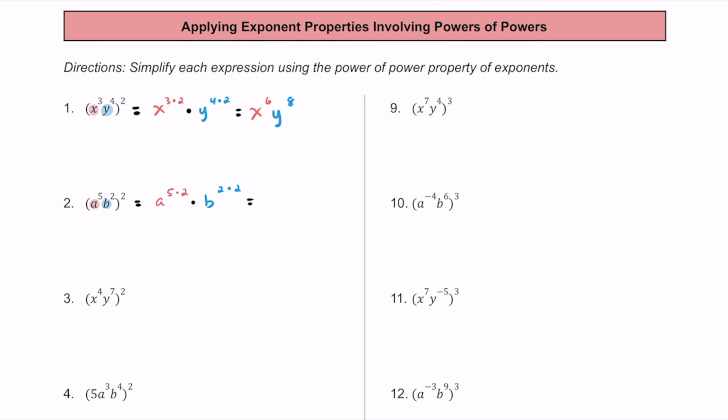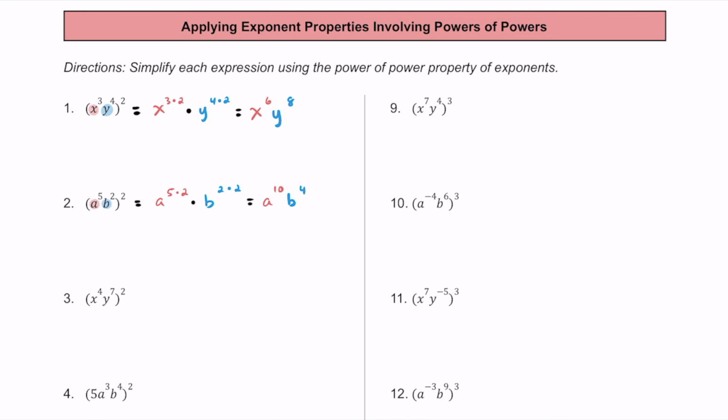Now first, this a to the 5 times 2 power, 5 times 2 is 10, so we can go ahead and just write a to the 10th power, and then this 2 times 2 over here, that's going to be 4, so that's going to be times b to the fourth power. So that would be using that power of a power property.